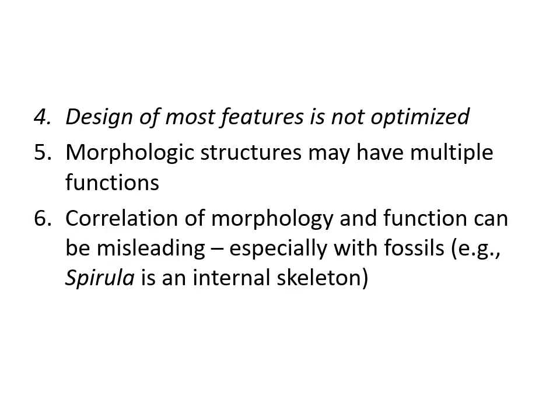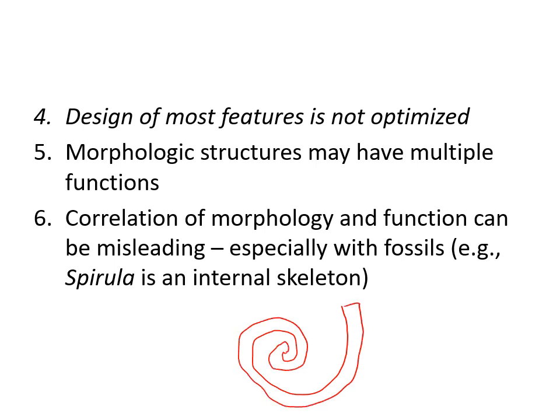When we want to correlate function, how an animal uses its parts, and morphology, what those parts look like, we have to be very careful. This is especially true with fossils. For example, the spirula, that coiled cephalopod that we talked about, has the same basic coil shape, but it's an open type of coil. That's an internal skeleton, which is unheard of with cephalopods. So you could look at this shell of a modern-day spirula and go, oh, that must have had a very, very small squid living inside of it. Actually, no, there was a semi-larger squid living outside of it.